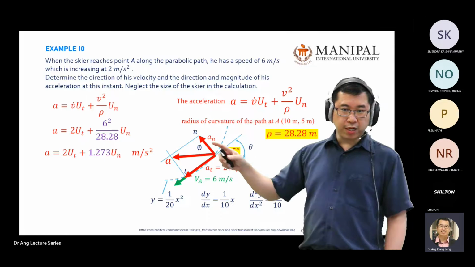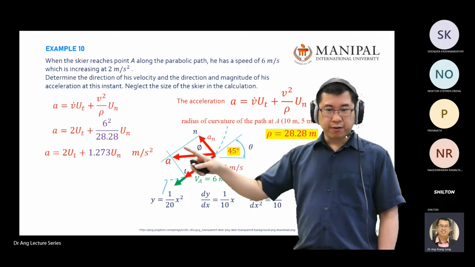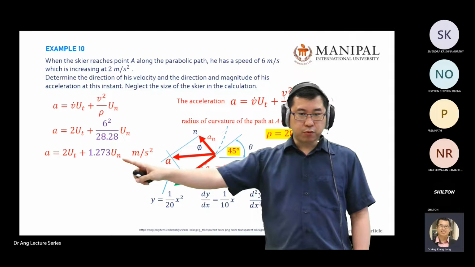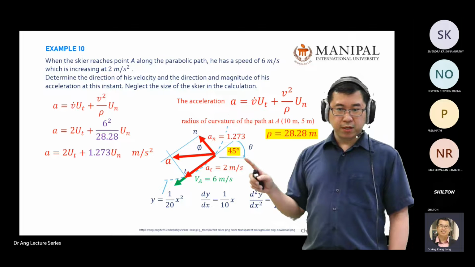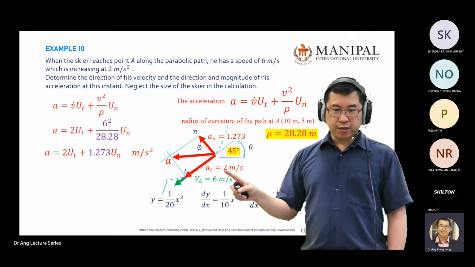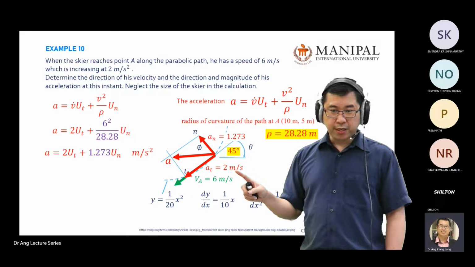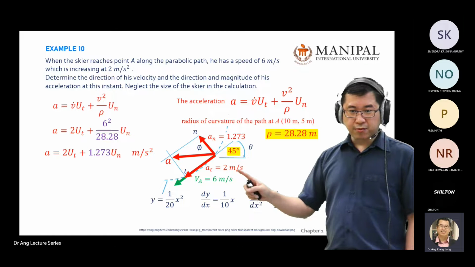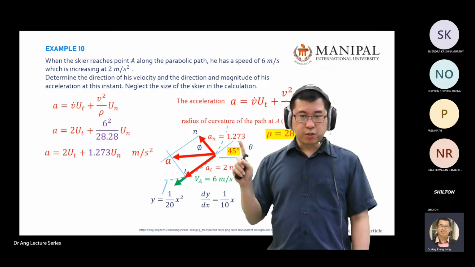So we can go back to the drawing board here, or in your sketching there, update the information, because here your AN from your calculation is 1.273. Make sense? So you have A tangent, 2 meter per second. Sorry, there's a typo error here. It should be meter over second square. So AN equal to 1.273.